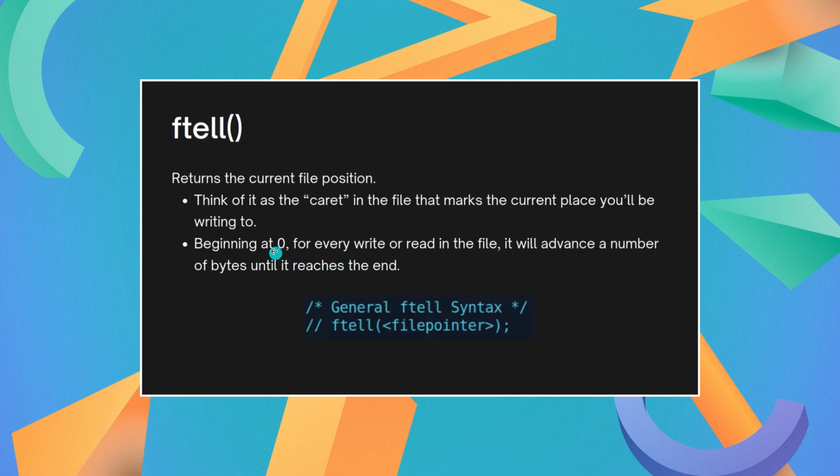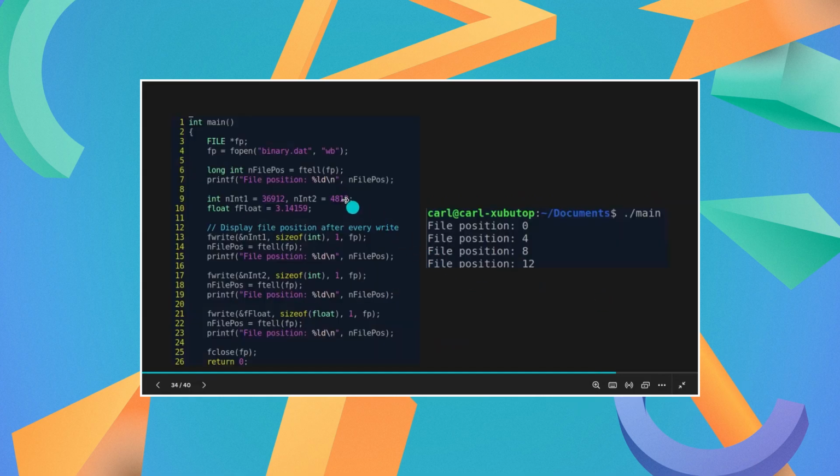And we obviously begin at 0 at the very top of the file. For every read or write, for every addition or read to a file, our position will advance a number of bytes until we reach the end. And then the general syntax for that is ftell and then the file pointer that we'll be working with. Here it is in action.